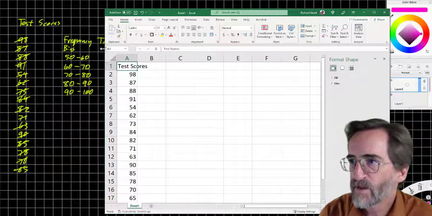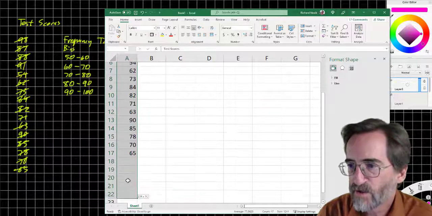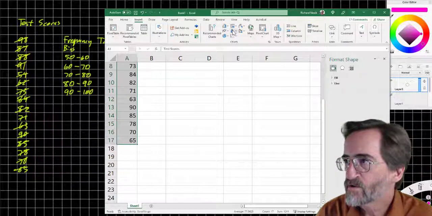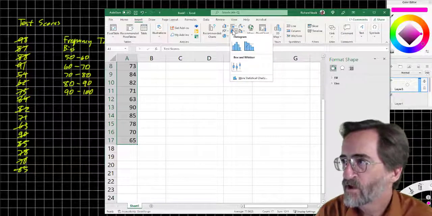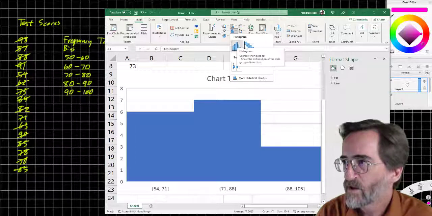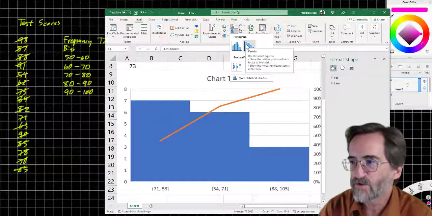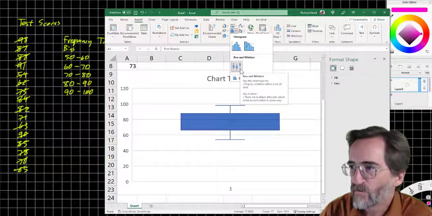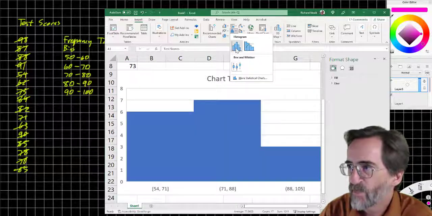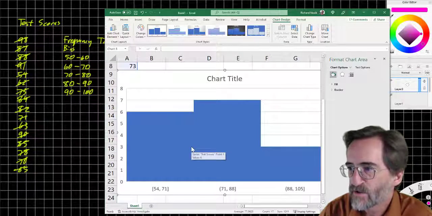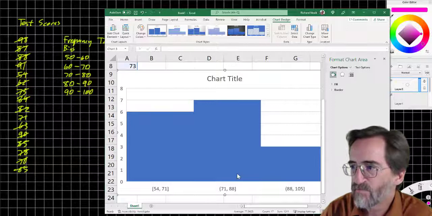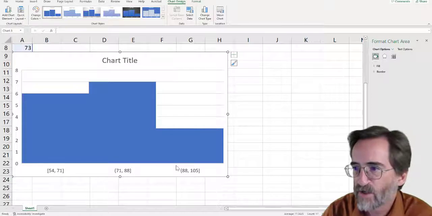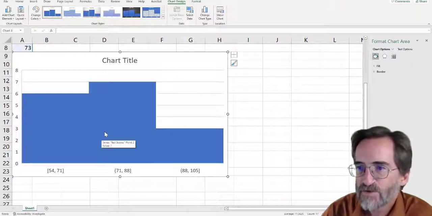Okay, and let's grab this and insert, and choose Insert Statistics Chart. So we have histogram, and histogram with a cumulative frequency as well. There are more statistical charts down here. There are box and whisker plots. These are the vertical kind. But I'm going to choose this here. Now I want to see, is there a way, it made 3 bins, right? It made 3 bins from 54 to 71, 71 to 88, 88 to 105. I'm interested in changing the number of bins.